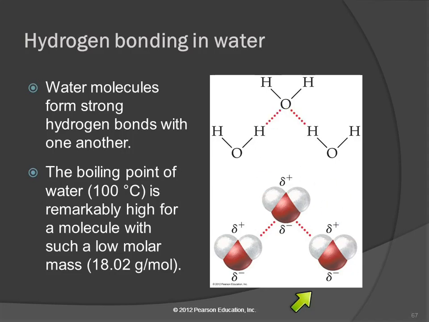And here we have the same idea shown with the space-filling models. This is a negative end. It's attracted to that positive end. The boiling point of water is 100 degrees Celsius, which is remarkably high for such a small molecule. Its molar mass is only 18. Remember, ethane had a molar mass of 30, and its boiling point was minus 88, and water's plus 100. And we'll see a little more about water.